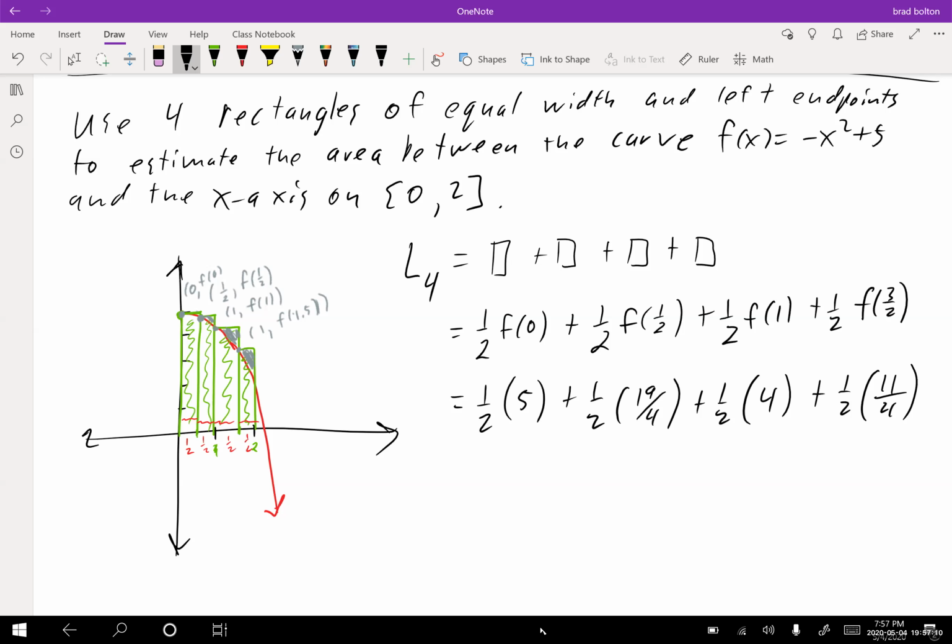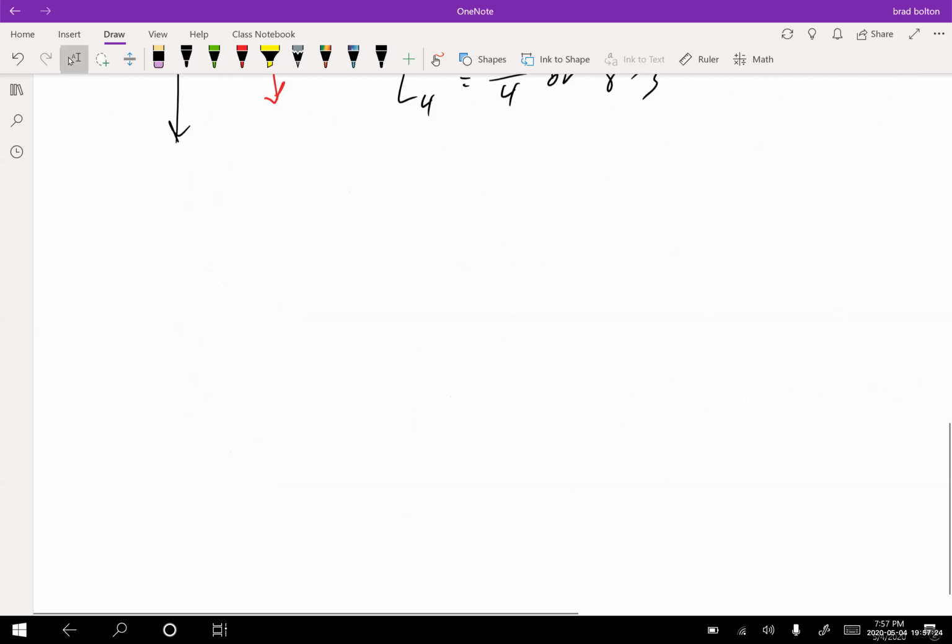And when you add all these up, L equals 33/4, or 8 1/3. Okay, so that would be our estimated area, and it looks like it's an overestimate. Okay, so now we could do the same thing.